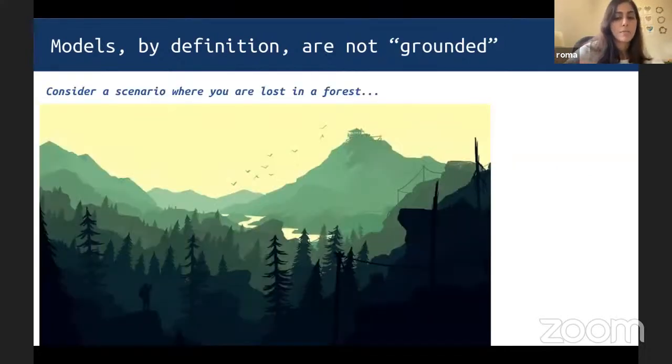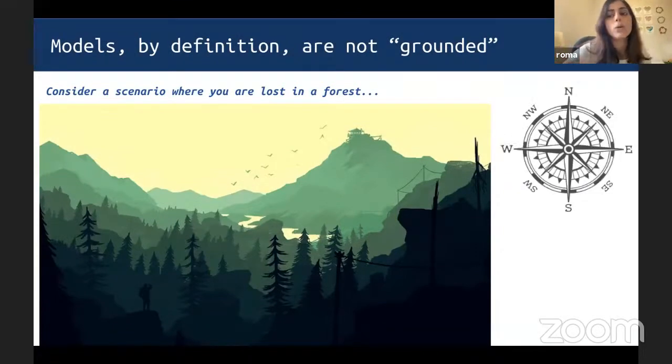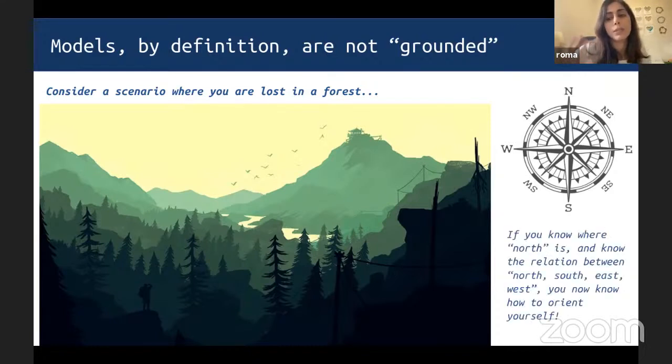So here's a thought experiment that nicely lays out our motivation for this work. Consider a scenario where you're lost in a forest. You, as a human, know what the words north and south and east and west mean, and you know the relation between these words. So for example, if I were to give you north, with that grounding of the word north in the world that you're in, you know how to orient yourself because you know the relation between the words that exist in the same conceptual category of the word north.